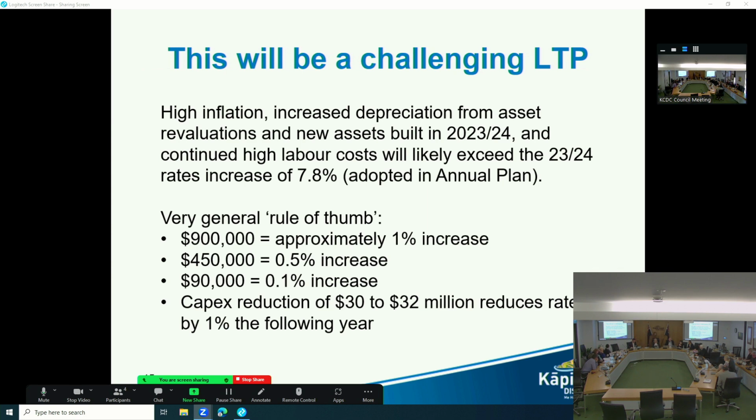And often when we deliberate on feedback from the community, next year when we're putting the LTP to bed, we'll put up a model that says if you want to add this $50,000 and this $50,000 and that $100,000, this is the increase that we're looking at. So it helps you to get a bit of context.